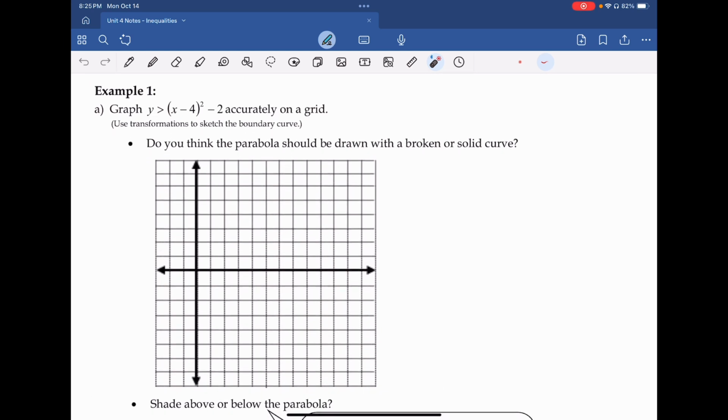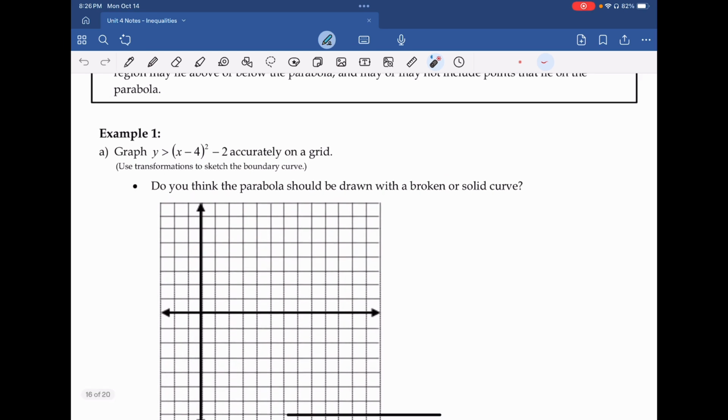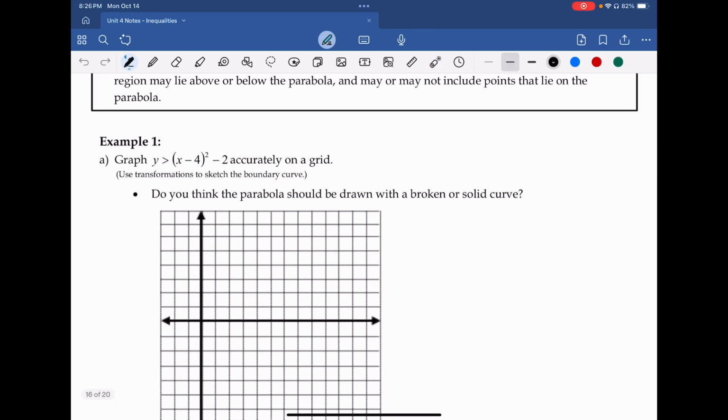So we have the following inequality. y is greater than (x minus 4) squared minus 2. Now, you probably recognize this format because it's actually the vertex form. So in our first unit, we would have written this as y is equal to a times (x minus p) all squared plus q.